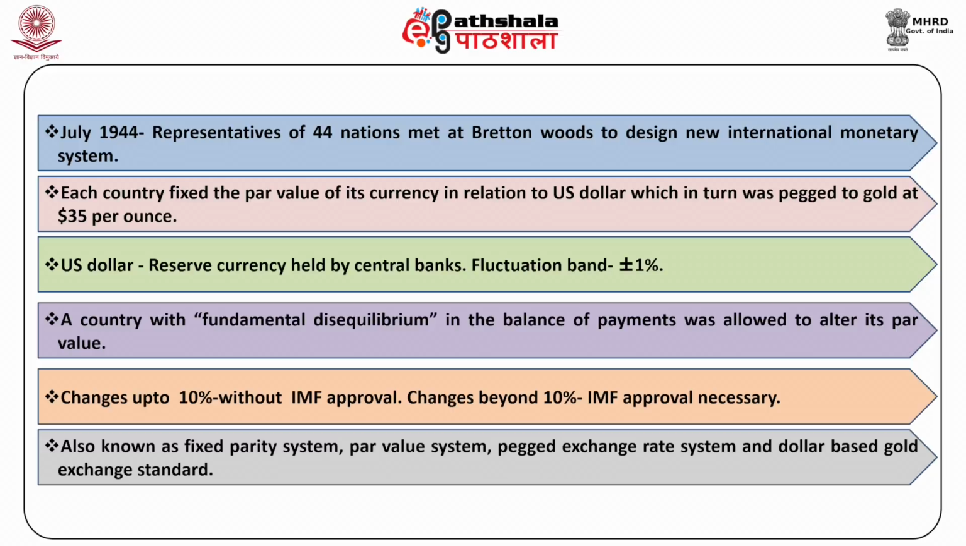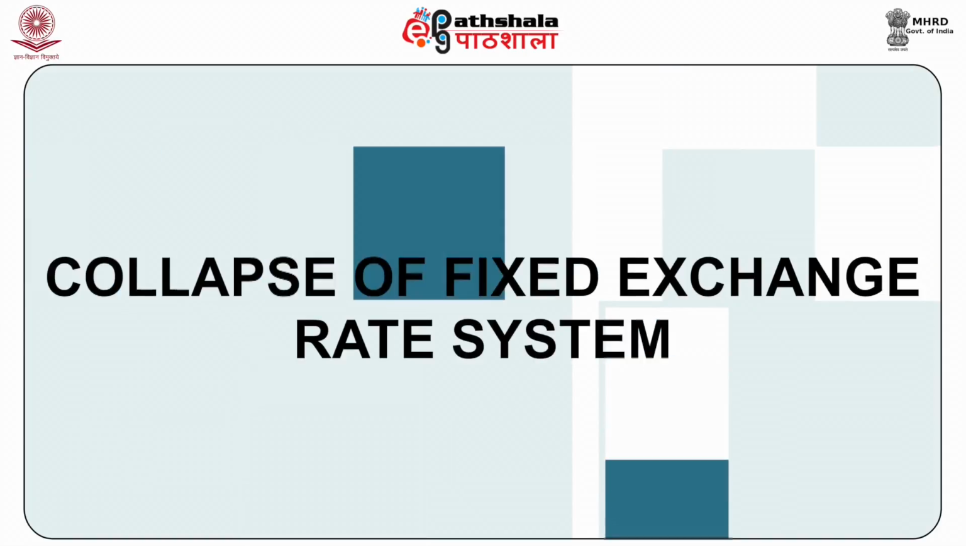Each country was required to maintain the market value of its currency within plus minus 1% of its adopted par value by buying or selling the foreign exchange as necessary. However, the member countries were allowed to alter the par value of its currency if it faced fundamental disequilibrium in the balance of payments. For changes up to 10%, IMF approval was not required, but for changes beyond 10%, IMF approval was necessary. This system was addressed with different names such as fixed parity system, par value system, pegged exchange rate system and dollar-based gold exchange standard.